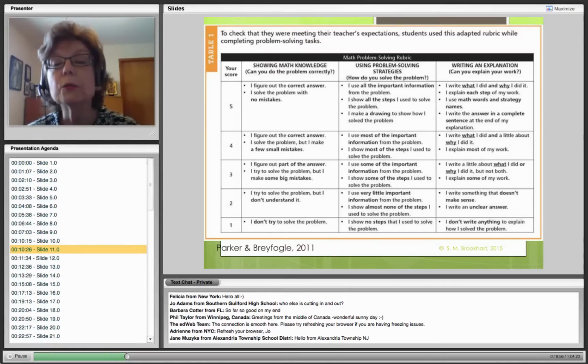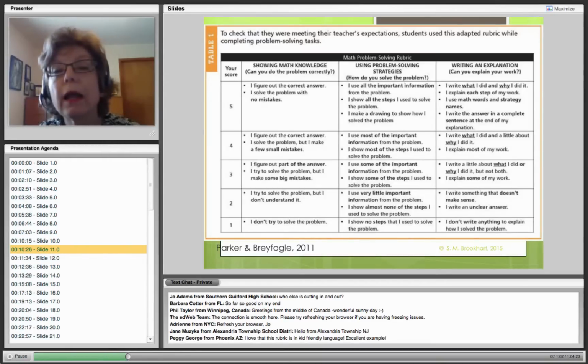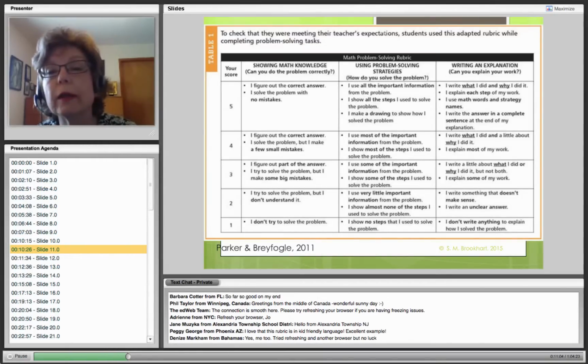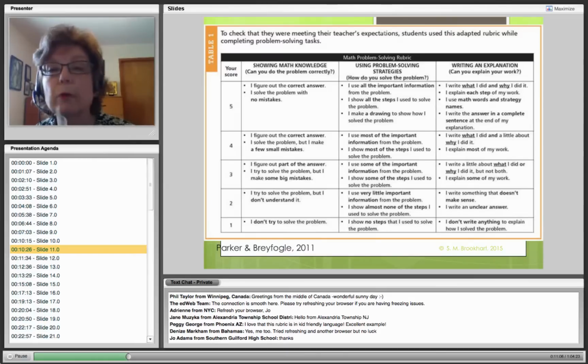And in the class that this rubric was used in, writing an explanation was the one they were particularly working on. And so students had to rate their own work and conference with their peers and teachers, and they got better. All the students in the class, at all levels of achievement, got better at writing an explanation.